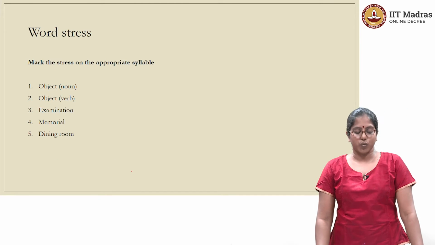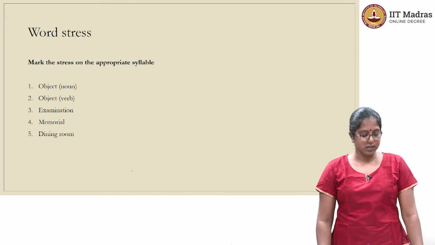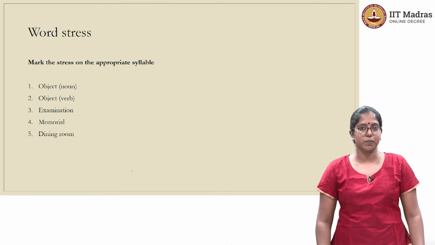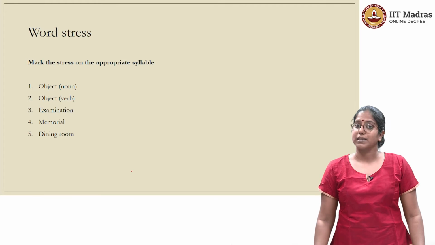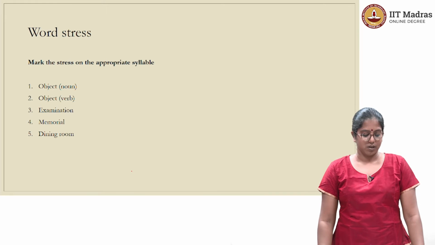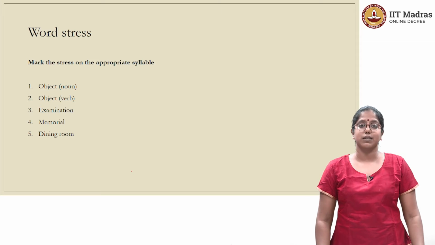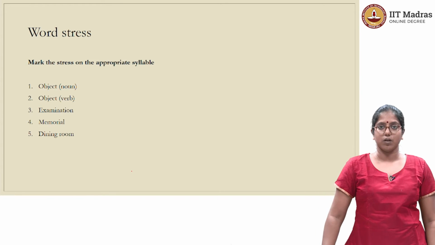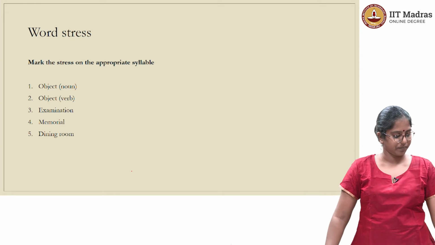Now the third question is related to word stress. So this is a question. Mark the stress on the appropriate syllable. First word is object. Object as a noun. Okay. The second word is again object but as a verb. The third word is examination. Fourth word is memorial. Fifth word is dining room. Pause the video, work on the questions, after which we will discuss the solutions.